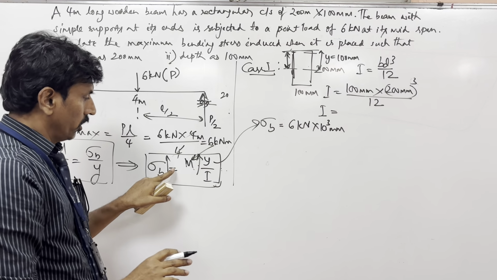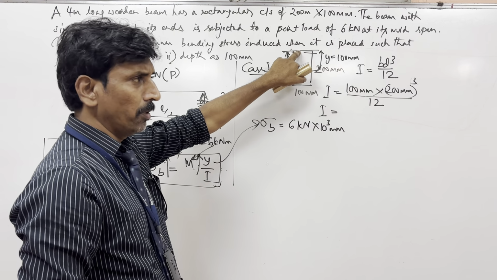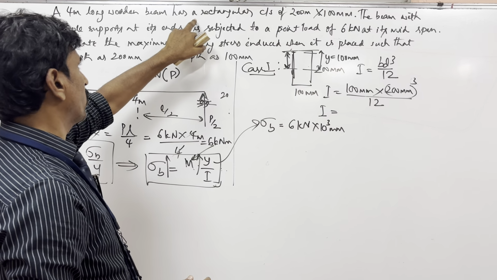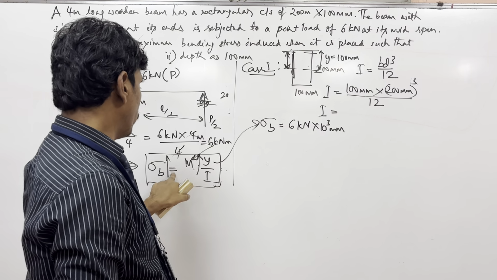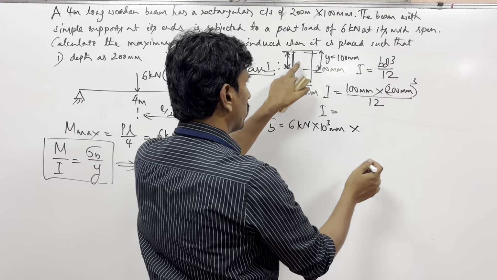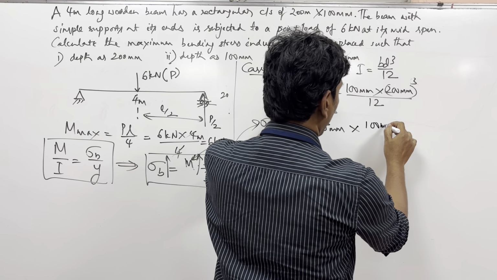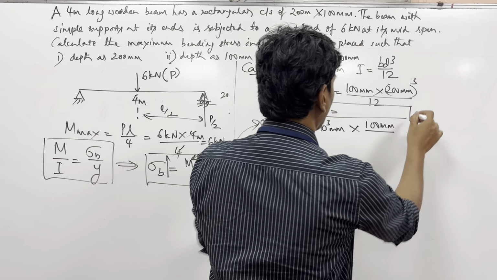Okay, so here maximum bending stress refers to the stress at the extreme fiber, and the maximum bending stress is due to this load. So bending stress is M into y by I. M is written here. Y is how much? 100 mm. I is equal to how much? What did you get for this?